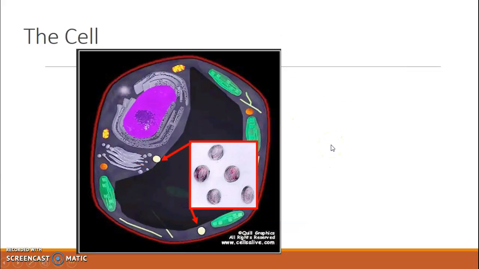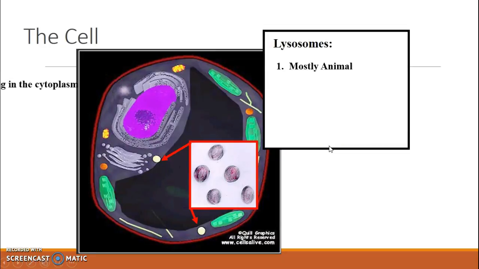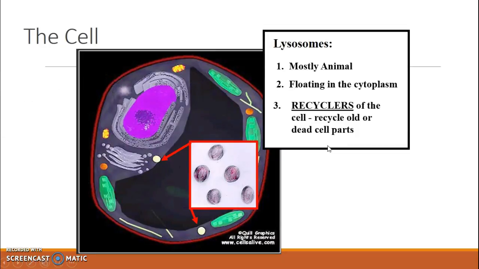The last one we're going to go through are the lysosomes. These are found mostly in animal cells, sometimes in plants, but mostly in animal cells. They're found floating inside the cytoplasm, and their main job is to recycle. So these guys are the recyclers of the cell. That's your fill-in, the recyclers of the cell. Anytime something is dead or needs to be broken down into smaller pieces, these guys take care of that. They have enzymes within them. Remember, your body makes enzymes to speed up chemical reactions. So these guys have enzymes in them, and they actually break things down.